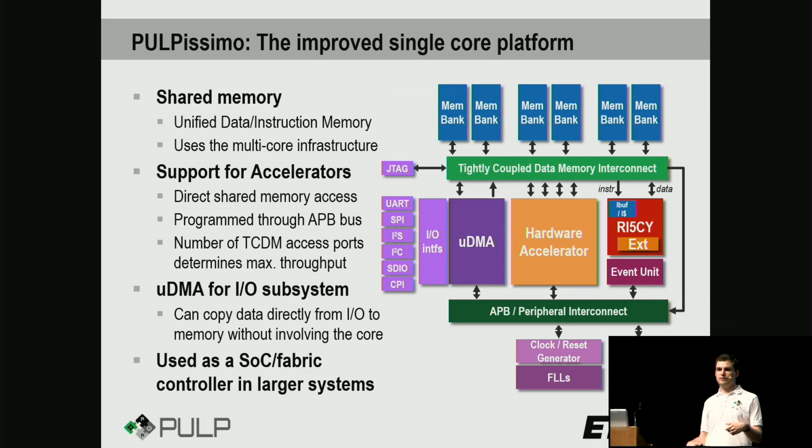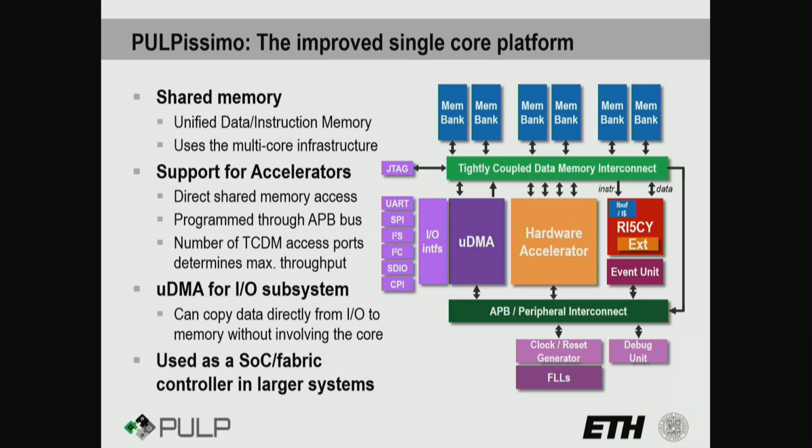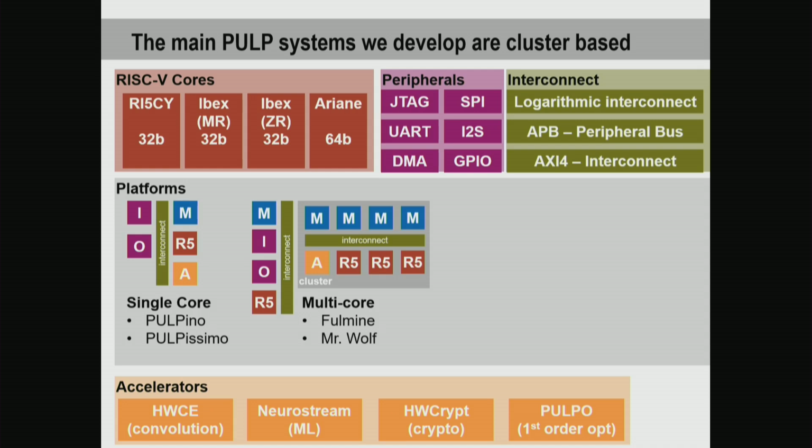Then on top of that, we developed another single core system, which is PULPissimo, which is basically an improved version of that. It has a unified data and instruction memory. This is thanks to it sharing a lot of the infrastructure with the cluster-based PULP architectures, which also allows you to have hardware acceleration in that. It has an advanced DMA to move data between IOs, so you can really take full advantage of that. And we use this a lot as an SoC or kind of fabric control in larger PULP systems.